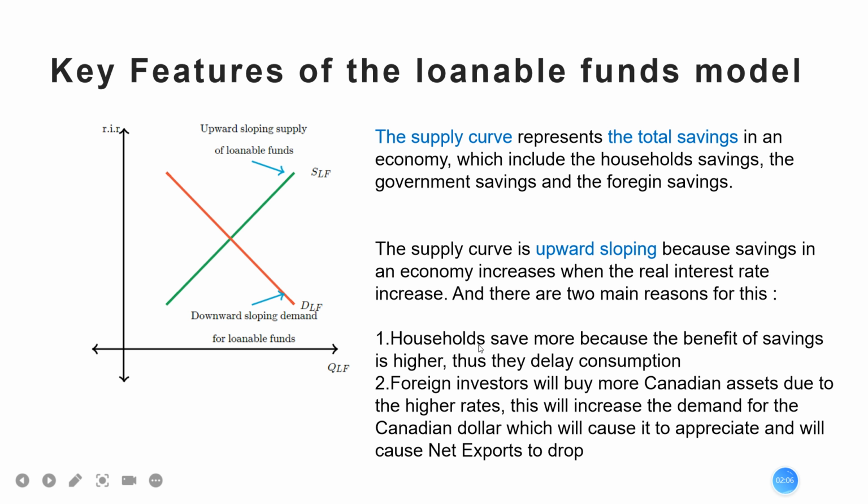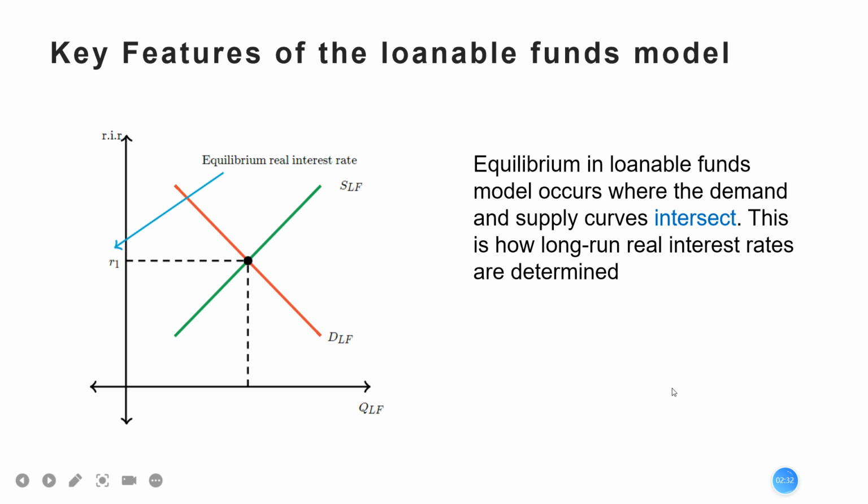First, households save more because the benefits of saving are higher, thus they delay consumption. And the second is foreign investors will buy more Canadian assets due to the higher rates. This will increase the demand for the Canadian dollar, which will cause it to appreciate and will cause net exports to drop. And the equilibrium in loanable funds occurs when the demand curve and supply curve intersect. This is how the long-run real interest rate is determined.